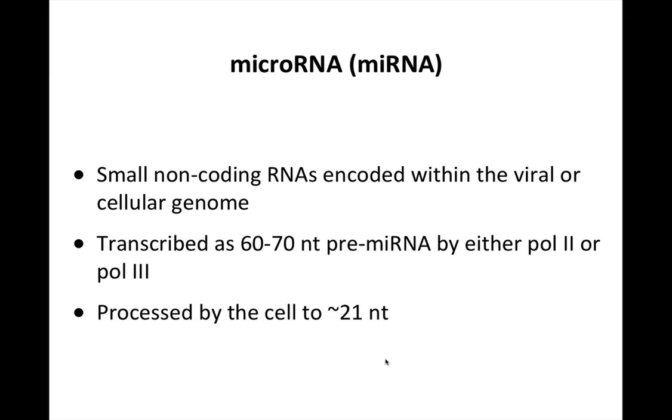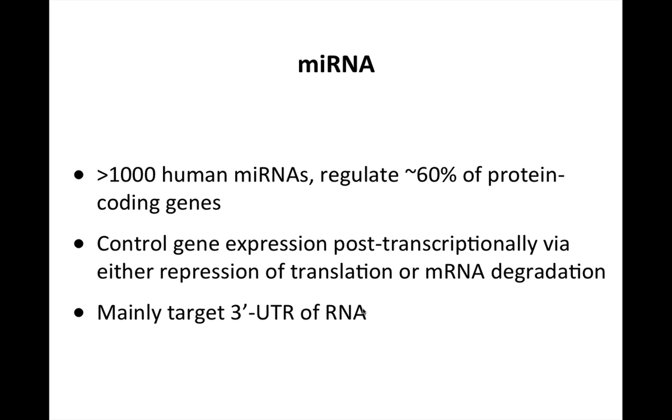Last subject I want to discuss with you with respect to translation has to do with microRNAs. As you may know, these are small non-coding RNAs that are found encoded in cellular or viral genomes. They're made by Pol2 or Pol3, and they're made as precursors, which are then processed to 21 nucleotide microRNAs. Our genome encodes over 1,000 of these microRNAs, and they have important roles in regulating protein synthesis.